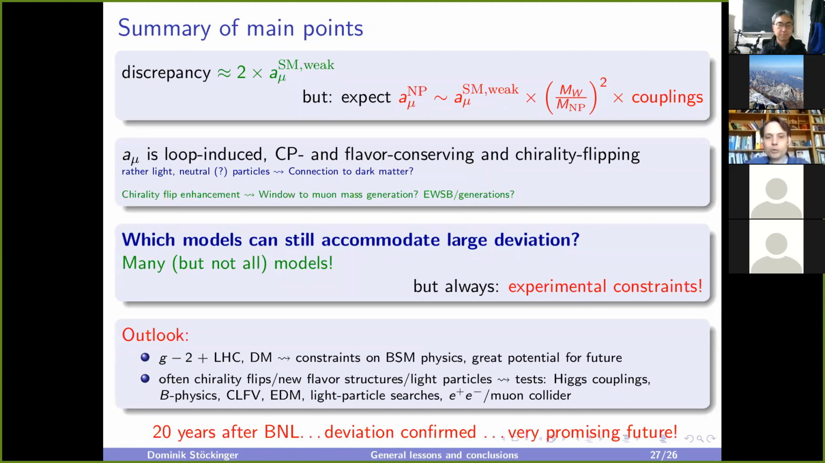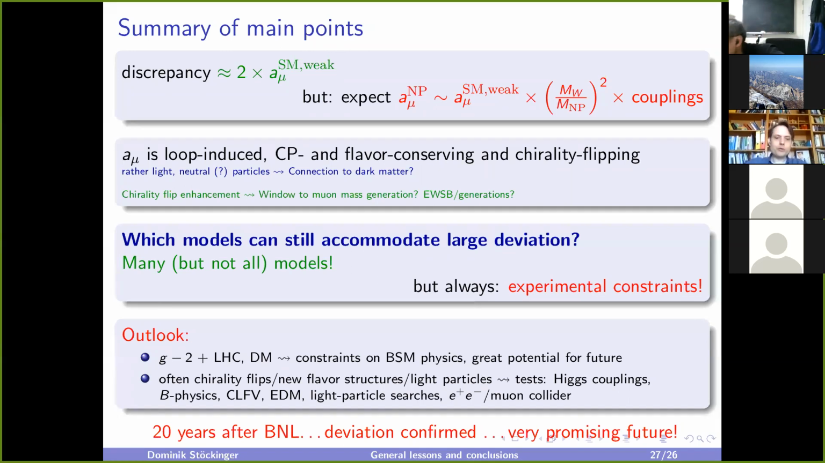As I said, many models can explain the deviation, but many other models are also excluded as possible explanations, like the constrained MSSM, two-Higgs-doublet model type 2, and so on. All of those are already excluded. But even for the viable remaining models, there are important experimental constraints. Currently, particularly important constraints come not only from the LHC, but also from dark matter direct searches. And they are improving in the future, so that is very promising.